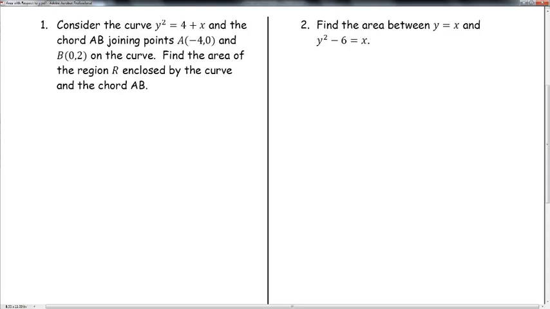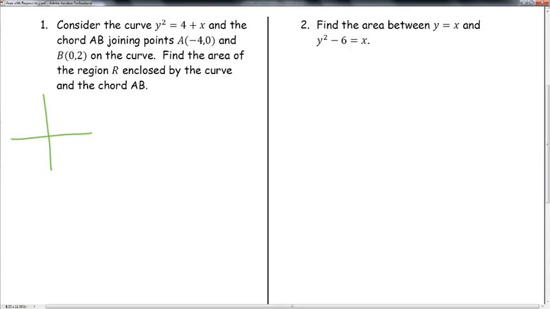Alright, number 1, consider the curve y squared is equal to 4 plus x, and the chord AB joining the points A at (-4, 0) and B at (0, 2) on the curve. Find the area of the region R enclosed by the curve and the chord AB. So let's go ahead and do a quick drawing.